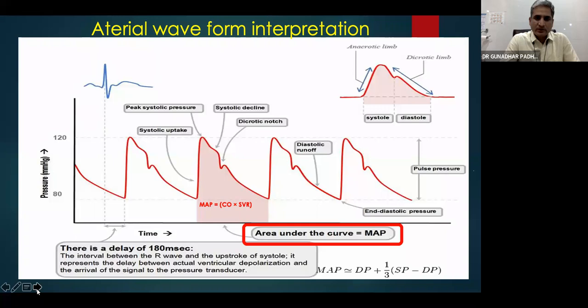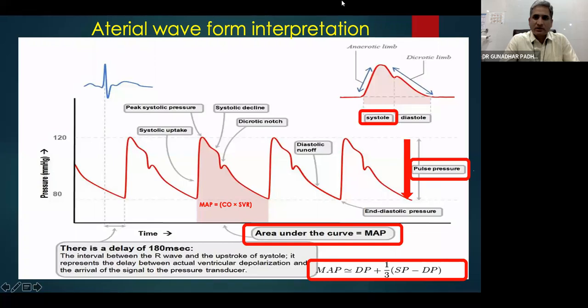Okay, so it is the mean arterial pressure which ultimately gives you the end organ perfusion, and this is also determined by another formula: the diastolic pressure plus 1/3 of the pulse pressure. So what is a pulse pressure? The pulse pressure is nothing but the difference between the systolic pressure and the diastolic pressure.